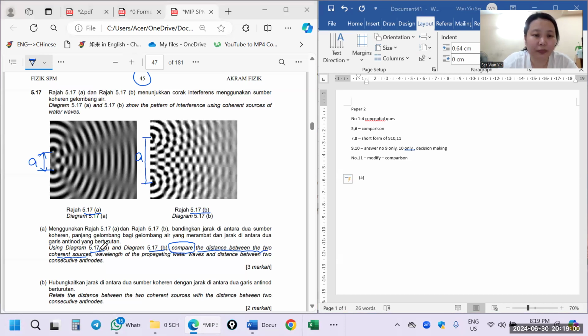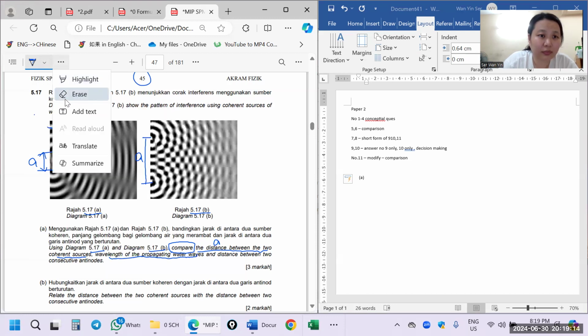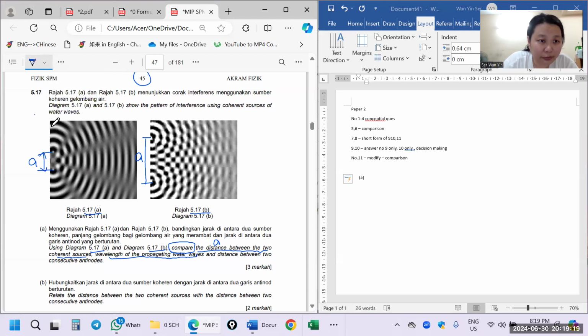So A. Then the wavelength of the propagating water waves is from the bright fringe to the bright fringe. This one is called lambda. Okay, from bright fringe to bright fringe. This is called lambda.